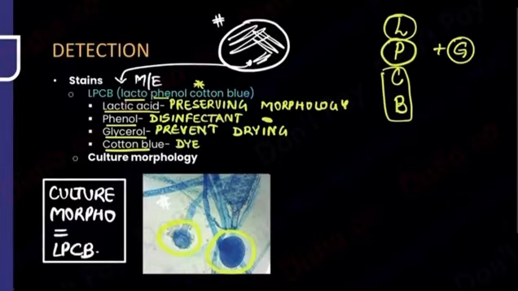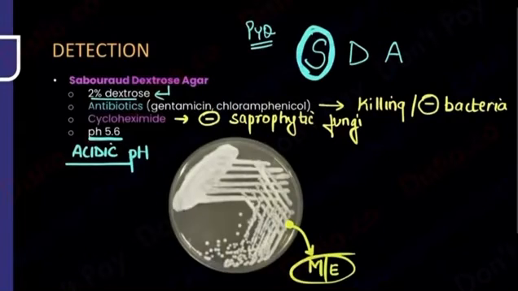What is the stain used for studying culture morphology? It is lactophenol cotton blue. Well, having said that, almost coming towards the end of the culture media. So the main culture media was obviously SDA.